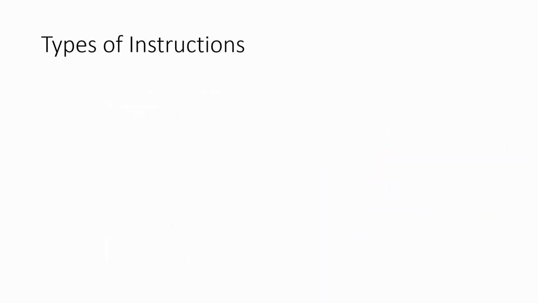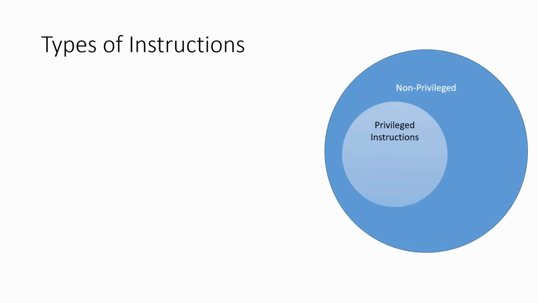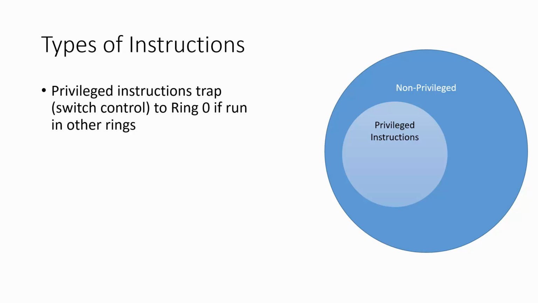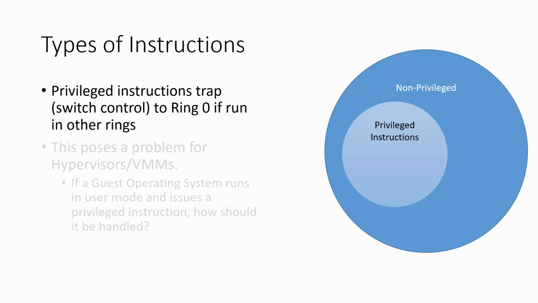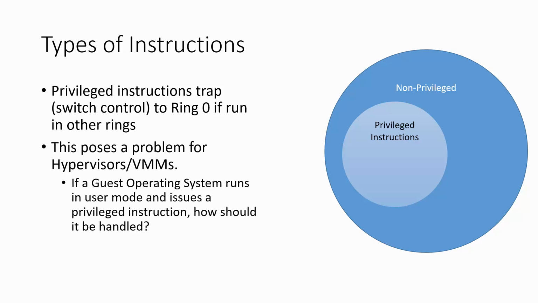Now let's look at the type of instructions that can exist in an ISA. There are two main types: privileged and non-privileged instructions. Privileged instructions are the instructions that have to switch control to ring 0 if they run in any other ring. This is kind of a problem for hypervisors and VMMs. If a guest operating system runs in user mode and then issues a privileged instruction, how can that be handled?